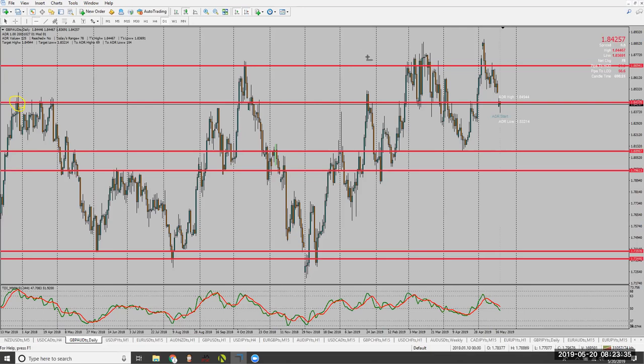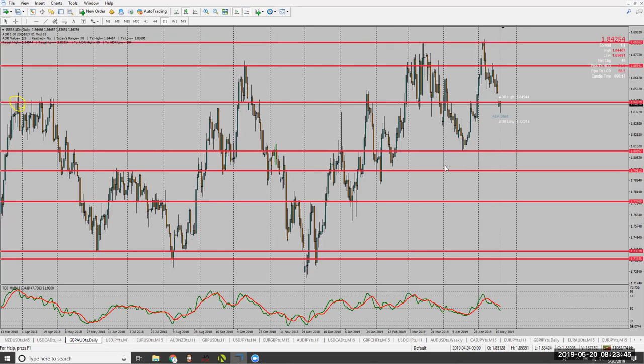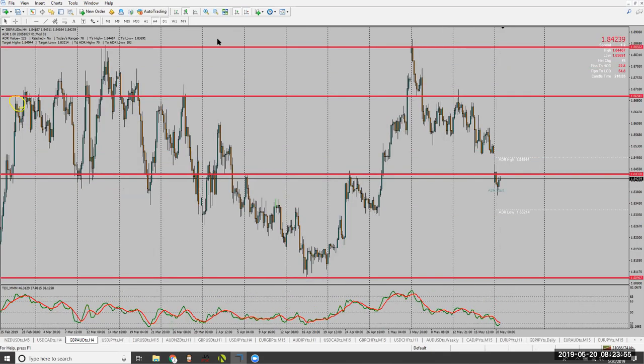Now I'm simply just dropping horizontal lines. That is it, at points in which price completely changed directions. Now I've done that across the board here on the daily time frame. Now let's move forward into the 4-hour time frame.